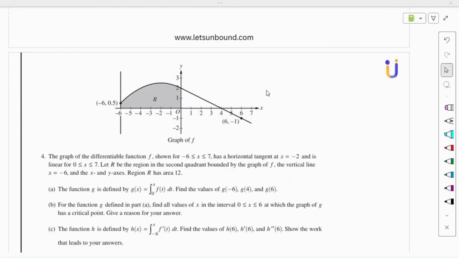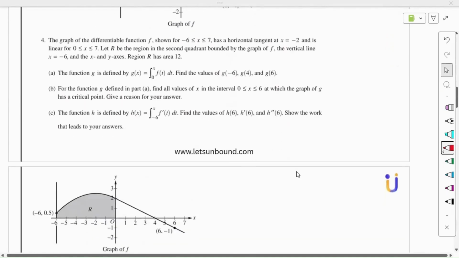A graph is given. It is a differentiable function from -6 to 7. It has a horizontal tangent at x equals -2, and it's linear from 0 to 7. Let R be the region in the second quadrant bounded by the graph, the shaded part. It's bounded by the vertical line and the x and y axes. That region's area is mentioned here as 12, so we are not going to find the area here.